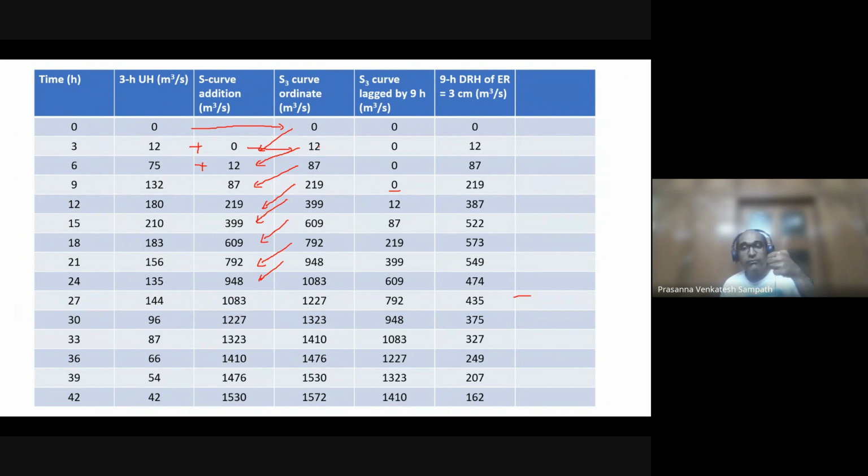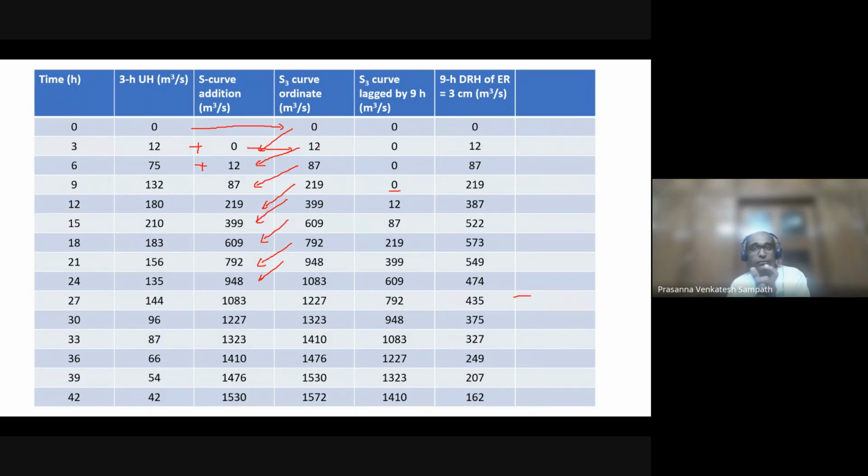Number 1, the duration of the direct runoff hydrograph. It is a direct runoff hydrograph of 9-hour duration, right? Because when I subtract the two, I'm left with rainfall of duration 9 hours. So that's point number 1. The second thing is that it is a direct runoff hydrograph. It is not a unit hydrograph, right? And the third point is that this was produced by excess rainfall ER of 3 centimeters, right?